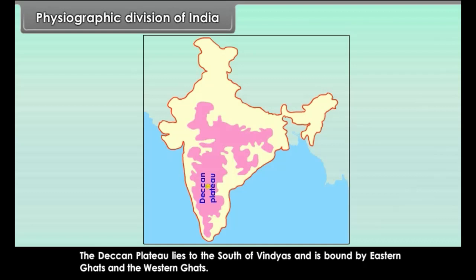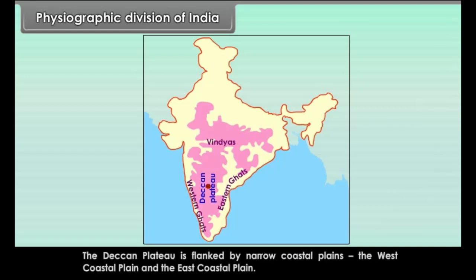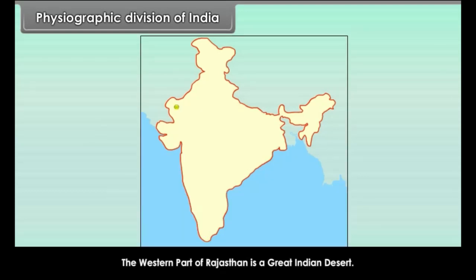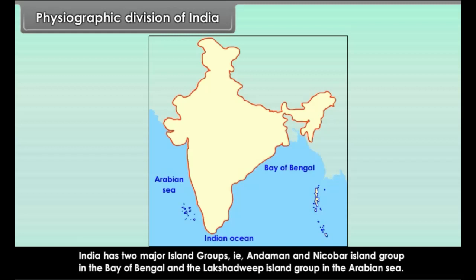The Deccan Plateau lies to the south of the Vindhyas and is bound by the Eastern Ghats and the Western Ghats. The Deccan Plateau is flanked by narrow coastal plains, the West Coastal Plain and the East Coastal Plain. The western part of Rajasthan is the great Indian desert. India has two major island groups, the Andaman and Nicobar Island Group in the Bay of Bengal and the Lakshadweep Island Group in the Arabian Sea.